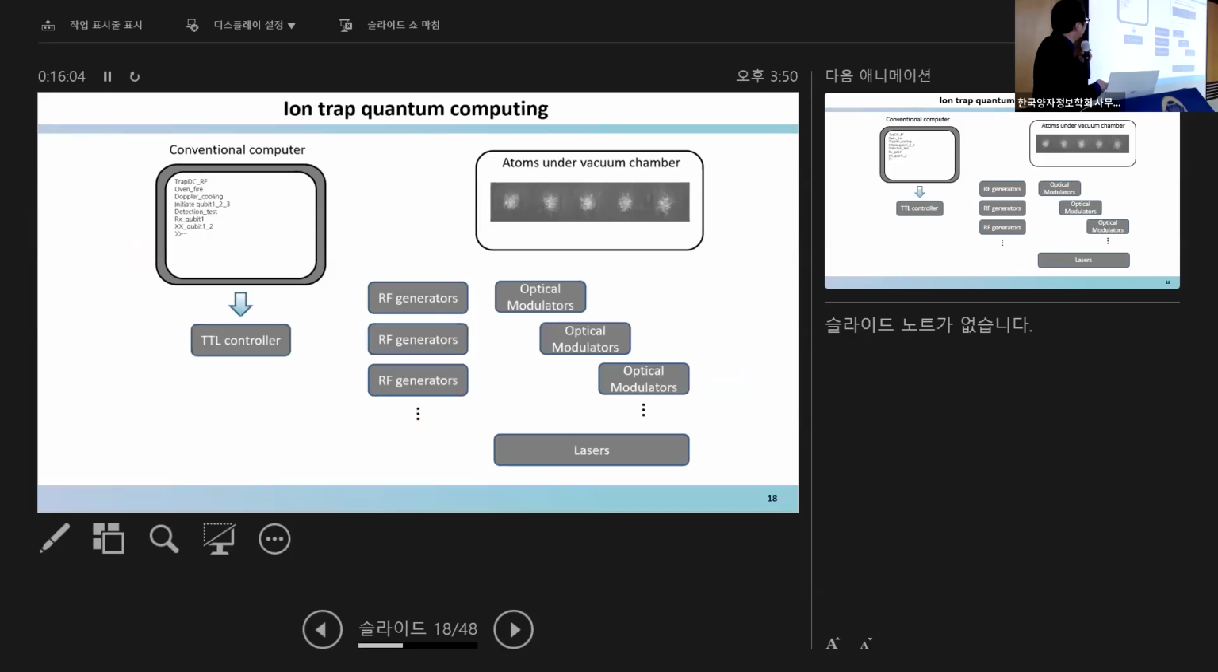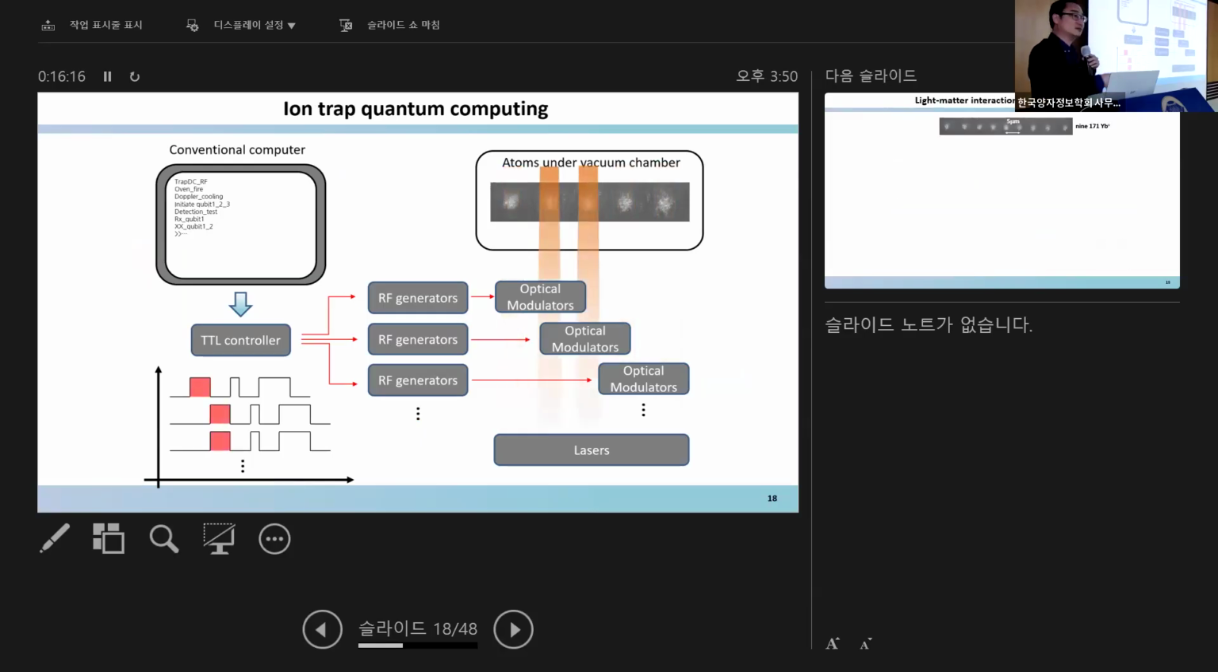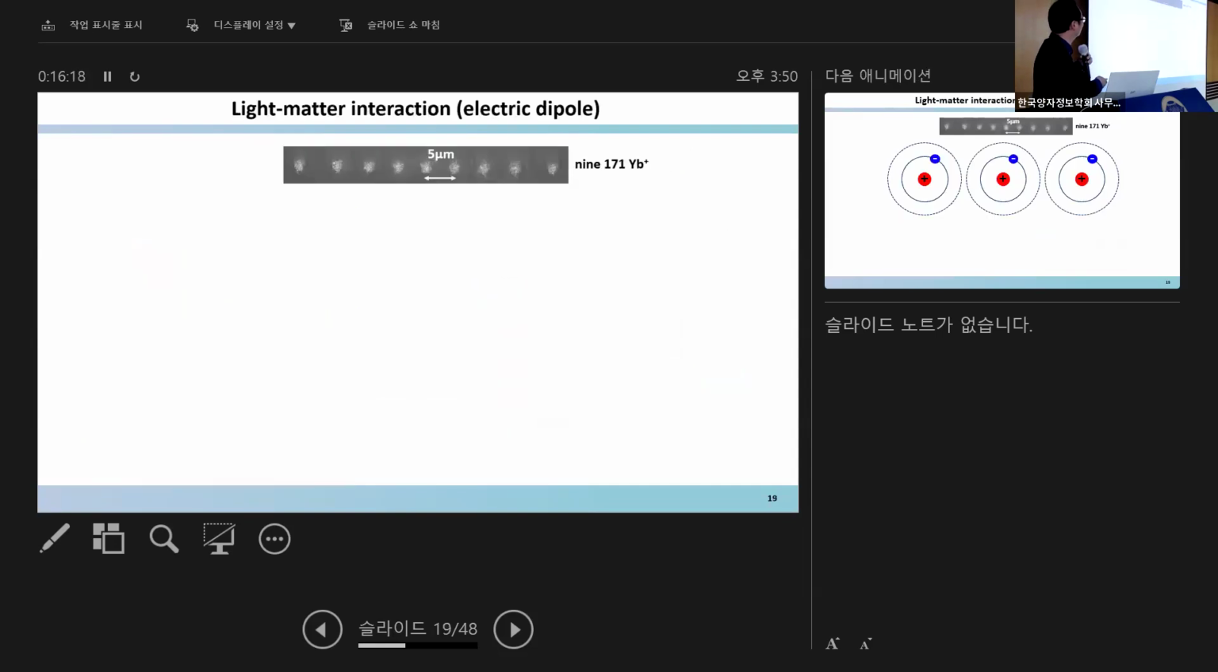So how that works is, a conventional computer has a TTL control, and that is connected to an RF generator, which is coupled through the optical modulator. So if we turn on the TTL switch, then light goes to the atom, and another one, then light goes to the atom, and that's how we can control it.